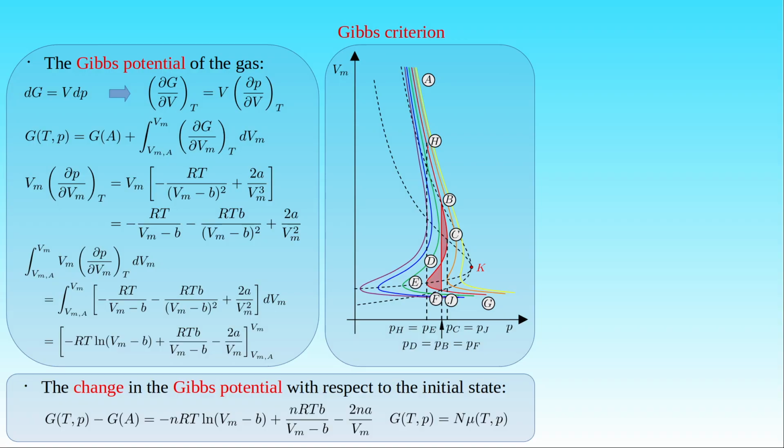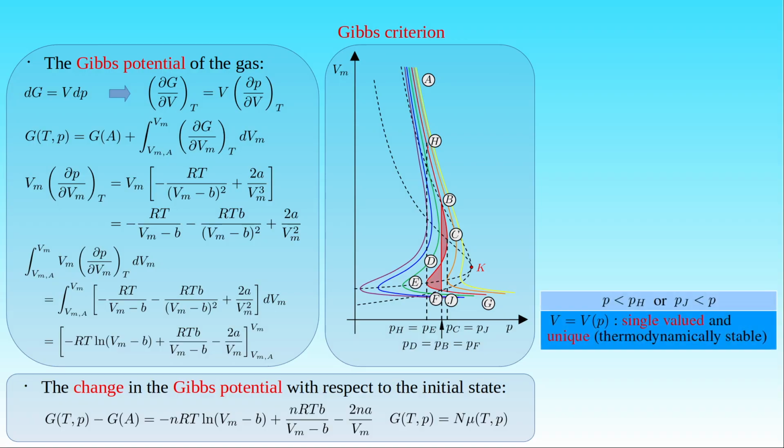Let us suppose that the system proceeds along the isotherm from the initial state A in the direction of the state H. For pressures less than pH, which is equal to Pe, the molar volume of the system is single-valued and unique for given pressure and temperature. This is also the case for pressures greater than Pj, which is equal to Pc, that is, a system evolving along the isotherm from the state G in the direction of the state J has a single-valued and unique volume. These branches of single state on the given isotherm lie within the green regions in the diagram.